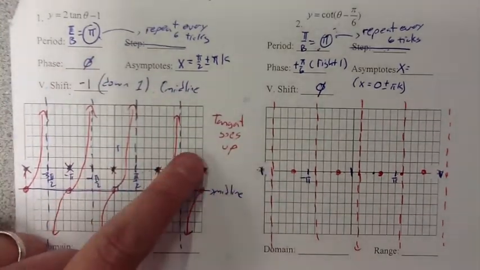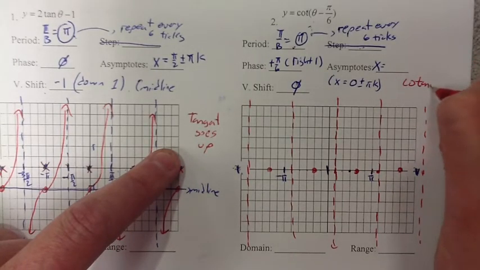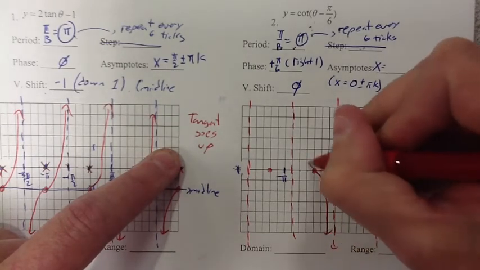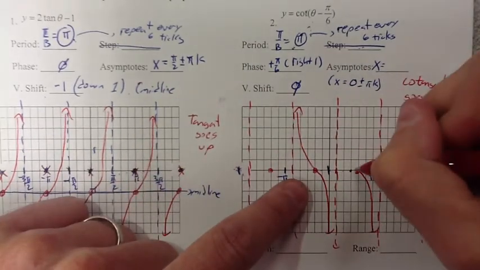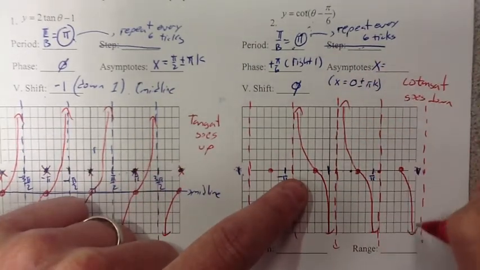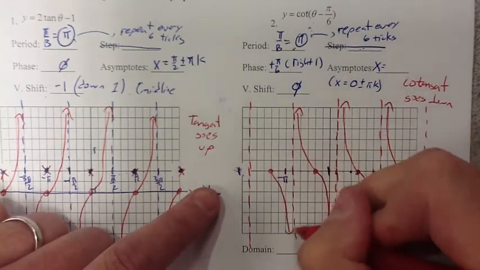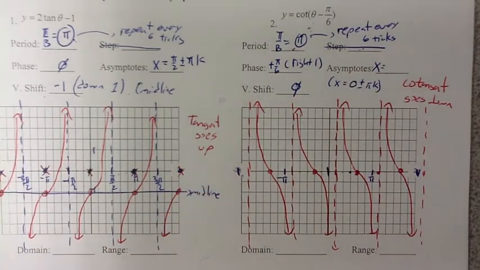Now, remember, tangent goes up. Cotangent goes down. So we're going to go down the asymptotes here. And there's my first one, and I'm just going to repeat the pattern over and over again until I can't go anymore. Isn't this the highlight of our day, right? Yes, it is. And there is our cotangent graph.